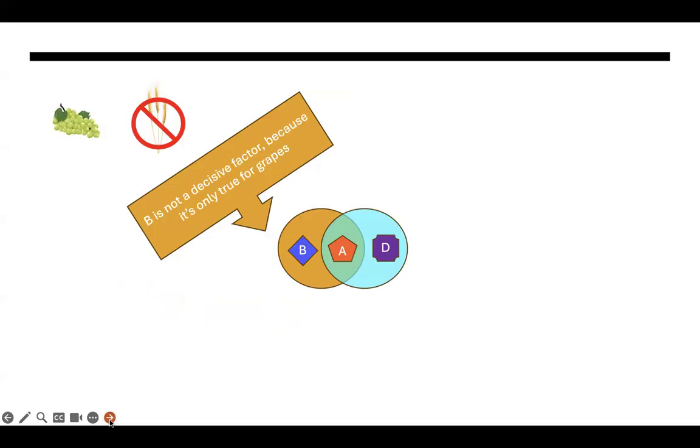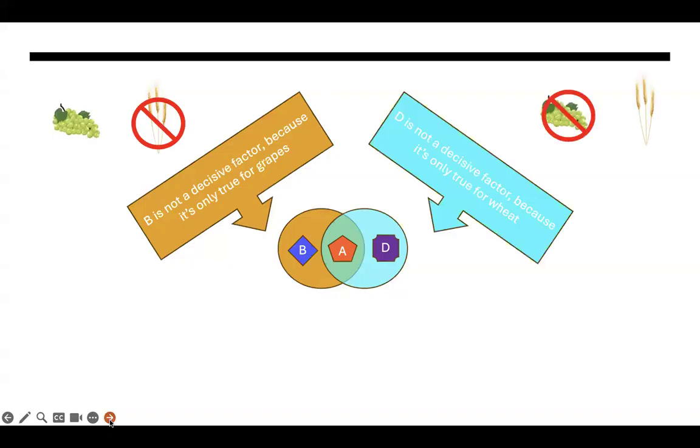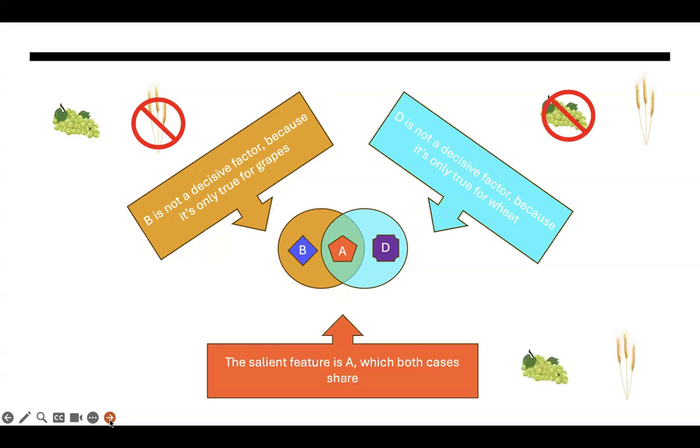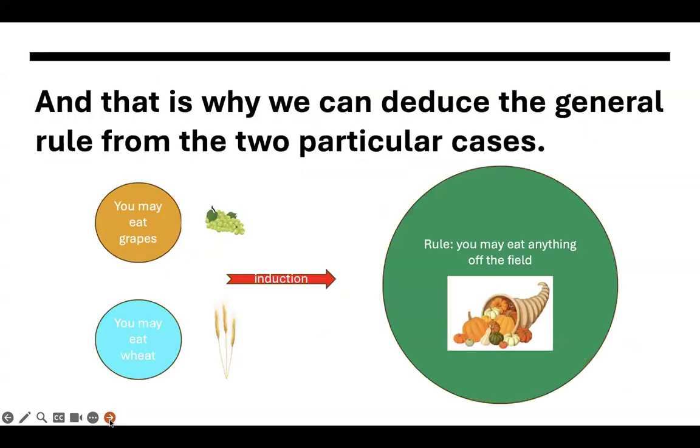So, in this case, B is not a decisive factor because it's only true for grapes. D is not a decisive factor because it's only true for wheat. The salient feature is therefore A, which both cases share. And that is why we can deduce the general rule from the two particular cases. You may eat grapes, you may eat wheat, and therefore we generalize that you may eat anything off the field.